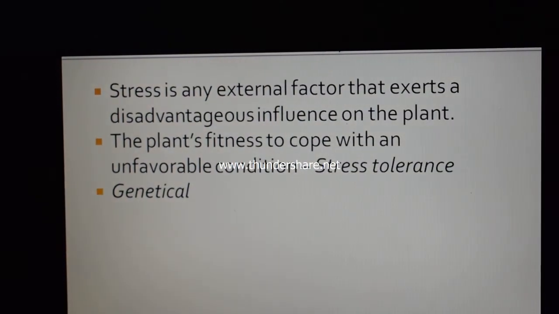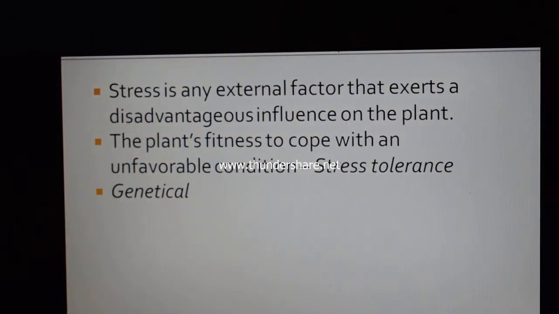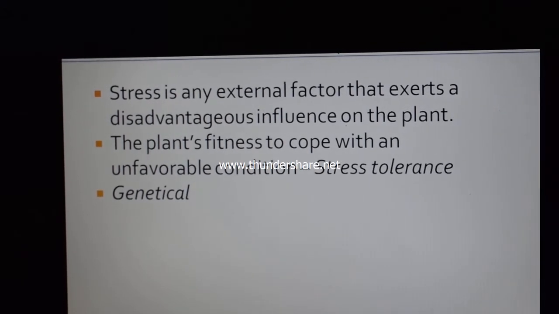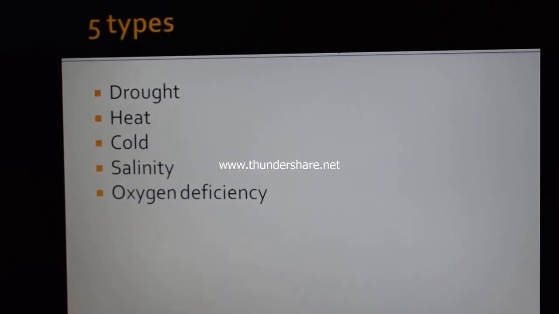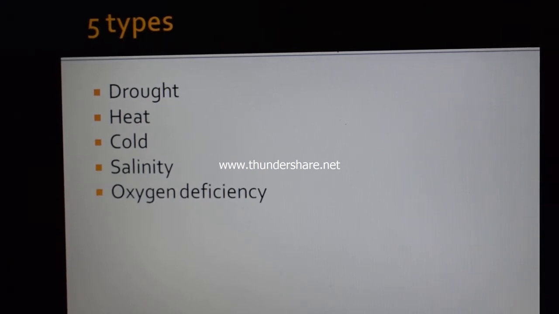So stress is any external factor that exerts a disadvantageous influence on the plant, and the plant's fitness to cope up with such an unfavorable condition is termed as stress tolerance. So stress tolerance is in a way genetical also. Basically there are 5 types of stress usually faced by the plants. They are drought stress, heat stress, cold stress, salinity stress, and oxygen stress. So first we will move on to drought stress.